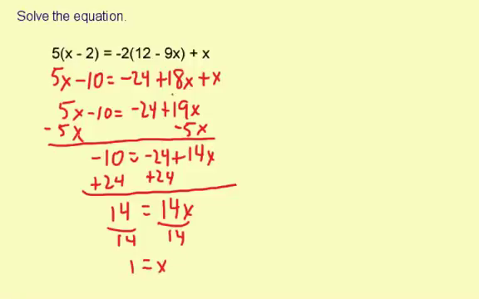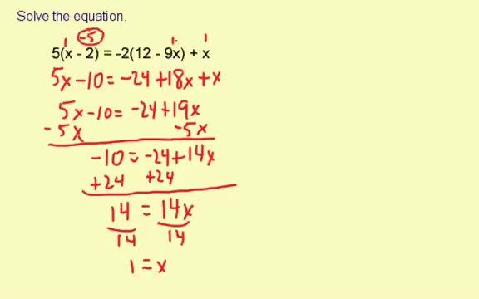Okay, now just to make sure, I'm going to do a quick check up top here and make sure it works. I'm going to put a 1 here, here, and here, and use mental math just to make sure I have the right answer. 1 minus 2 is negative 1. And then 5 times negative 1 is negative 5. So that means this side over here is negative 5.